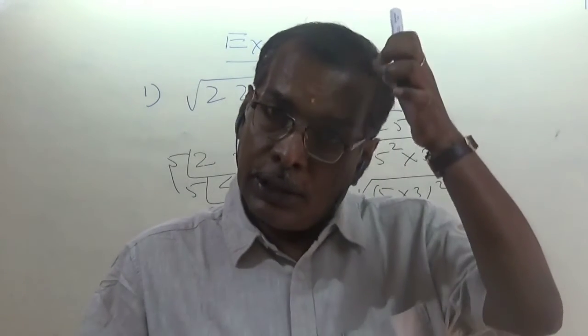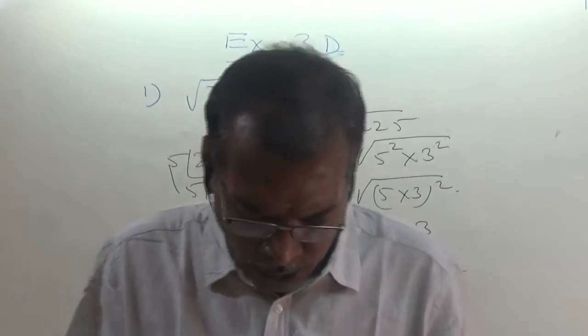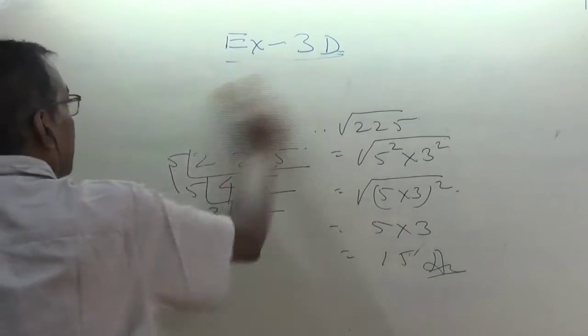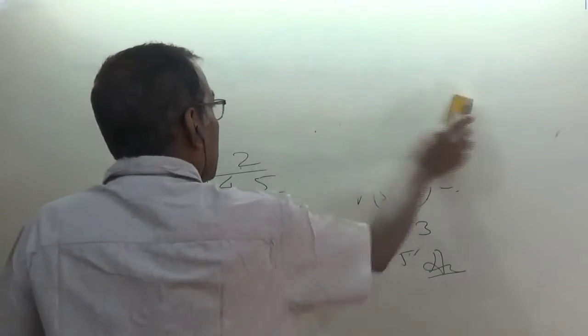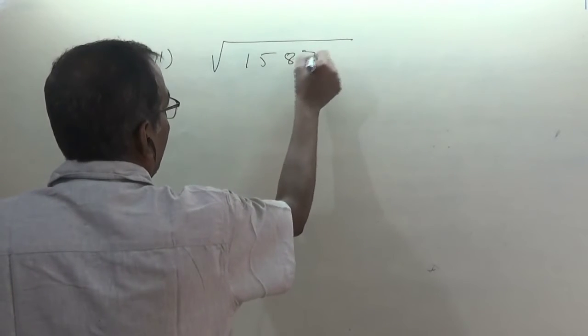This is a number which I have considered a small number. Now I am going to consider one big number. Obviously this is a troublesome job. The question is, find the square root of question number 11: the square root of 15876.